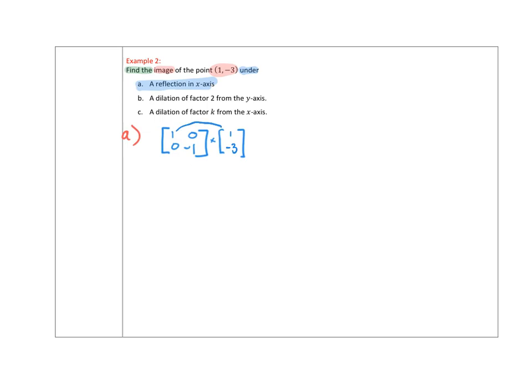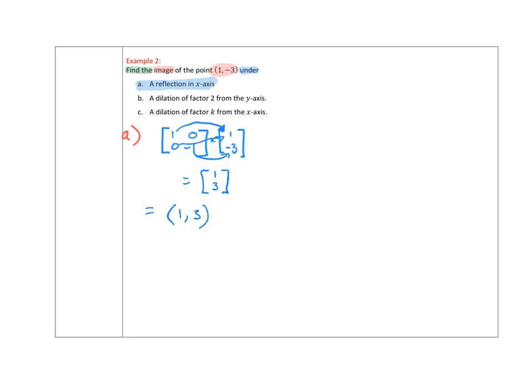Now when I multiply that by 1 plus 0 times -3, we end up with an unchanged x. And when I multiply 0 by 1 and -1 by -3, we end up with a positive 3. And so the image of the point 1, -3 is 1, +3. This makes sense because a reflection in the x-axis literally means that we are negating all the y values.